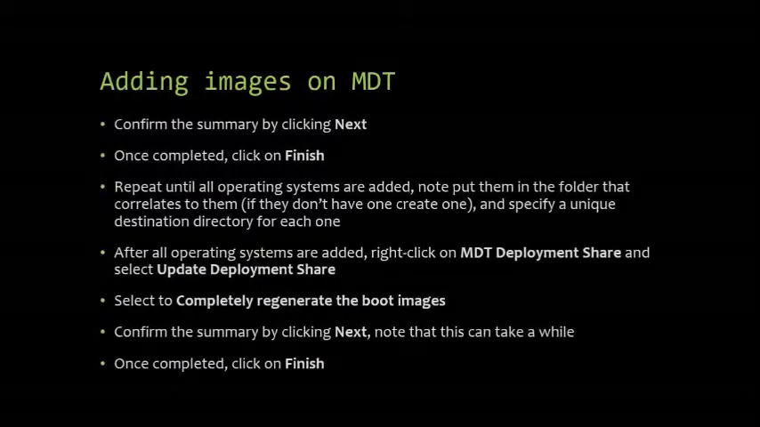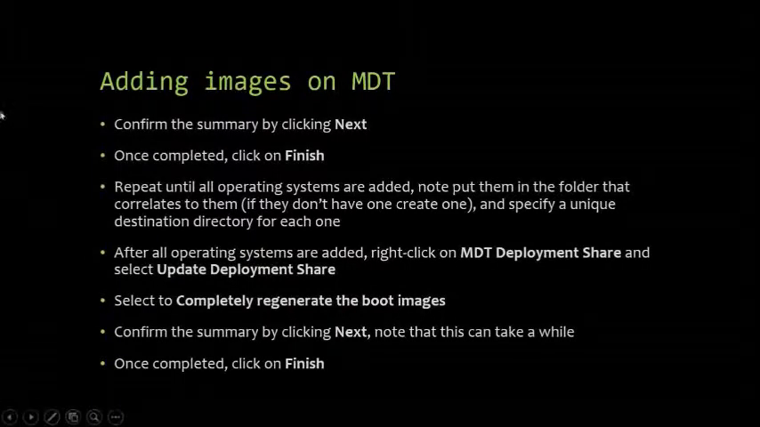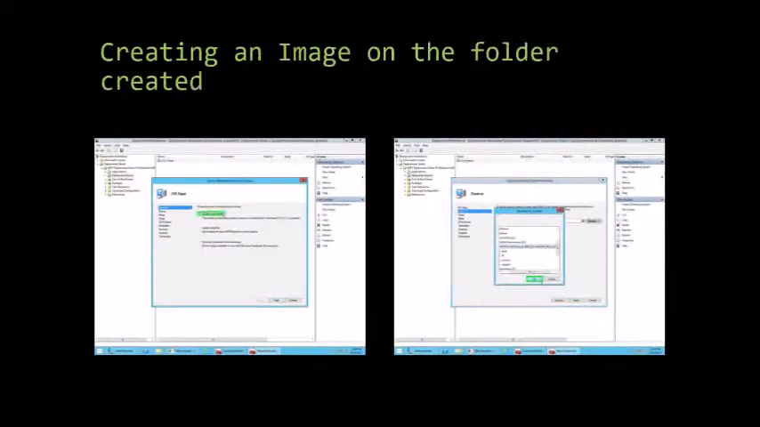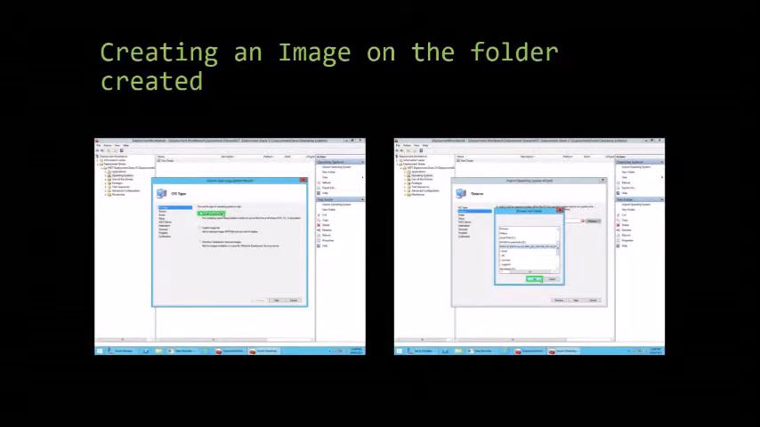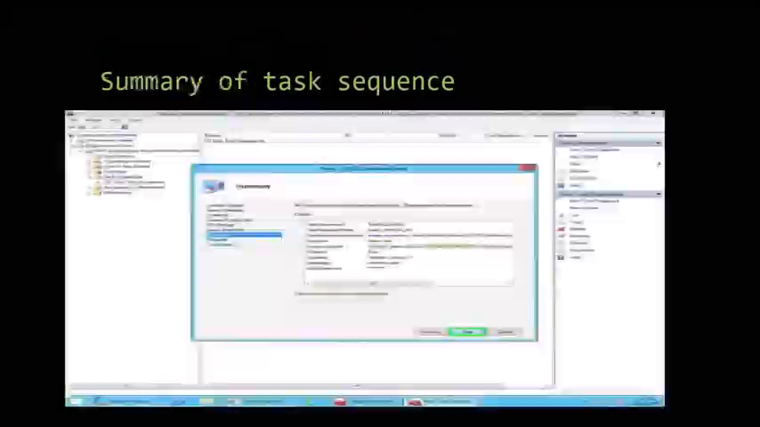We just confirm the summary by clicking next. Once completed, click finish. After we import an image, every time we import an image, we should update the deployment share. And this is how we create a folder in the operating system. So you can see it's pretty much basic.